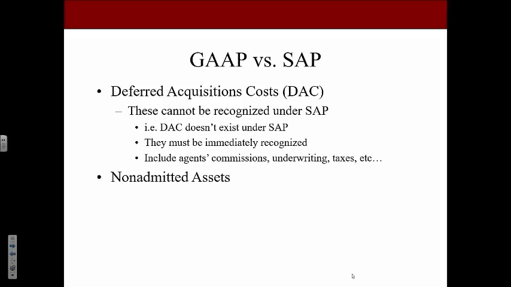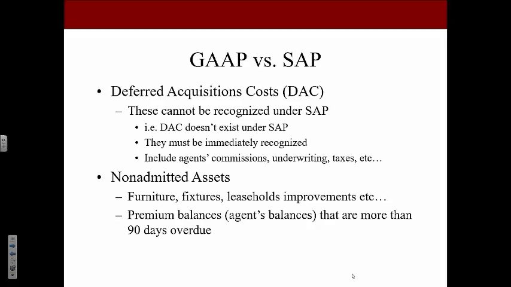Next, non-admitted assets. Furniture, fixtures, leasehold improvements, and certain equipment cannot be recognized under statutory accounting principles. Again, this is the concept that an insurance company is not viewed as a going concern, that at any point in time, the company must be viewed on a liquidated basis. In other words, what would the value of the company be today if all of its assets had to be immediately sold and turned into cash? Another example of a non-admitted asset are premium balances or agents' balances that are more than 90 days overdue.